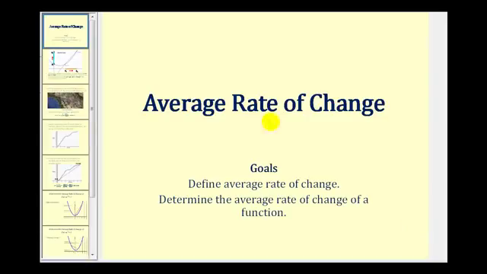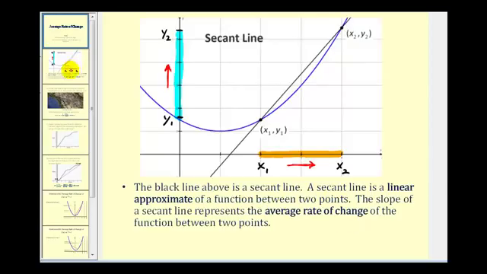Welcome to a lesson on average rate of change of a function. The goals of this video are to define the average rate of change and then determine the average rate of change of a function. Looking at this graph here, this black line is a secant line.